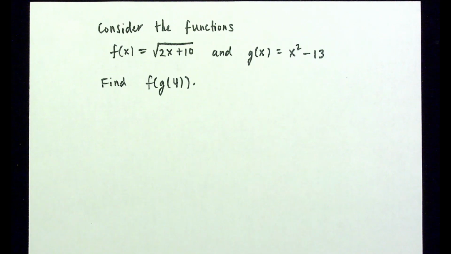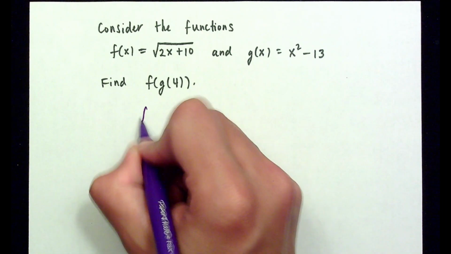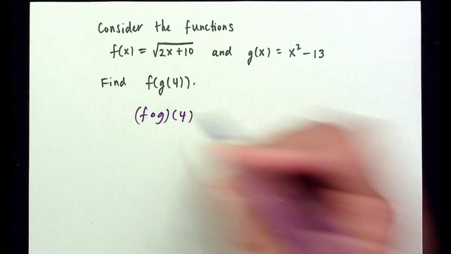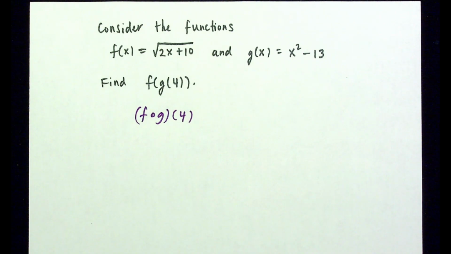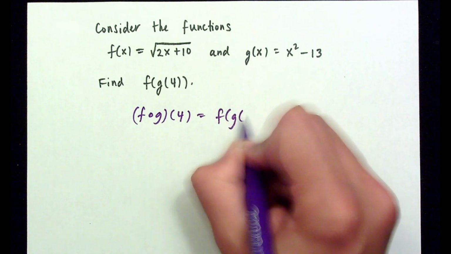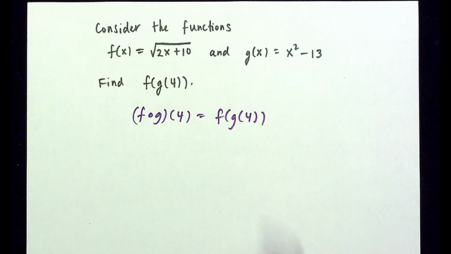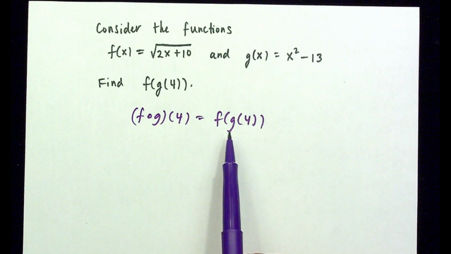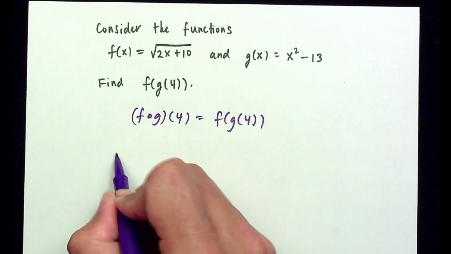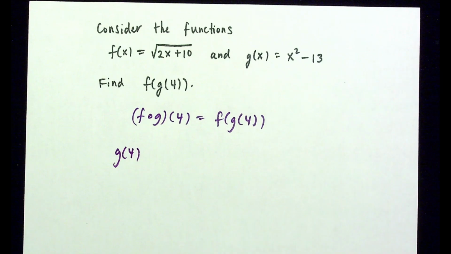Another way of writing that could be f circle g of 4. In other words, f composed with g evaluated at 4. These two things are the same. So you start by evaluating this from the inside out. That means you're supposed to find g of 4 first. You evaluate from the inside out.